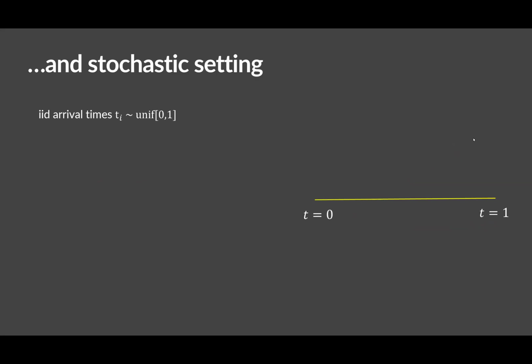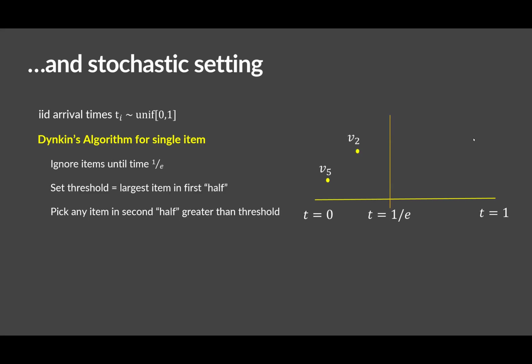The stochastic setting is very easy. Instead of imagining a random order of the items, I'm imagining that each item is arriving at an IID time between 0 and 1. And the secretary algorithm still works for this. You set a time limit of 1 over e. Then you sample items until time 1 over e. You look at the largest value you've seen. Then this is the threshold. And you'll pick the first item in the second half which is higher. We know that this is a 1 over e approximation, 1 over e competitive, whatever you want.